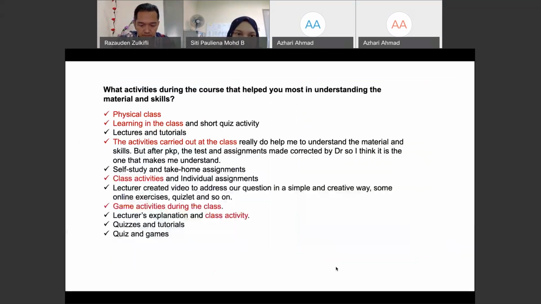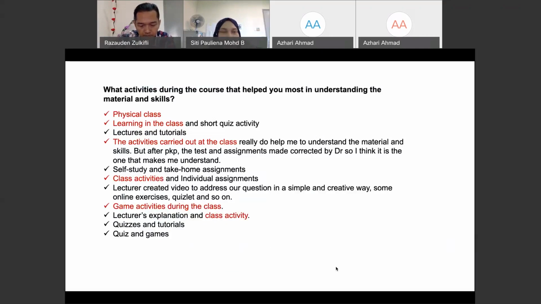Okay. Yang ni pula saya dapatkan feedback berdasarkan exit survey. Borang exit survey tu ada banyak soalan. Saya ambil satu soalan ni je. Saya nak tahu aktiviti yang membantu pelajar untuk faham kursus tu. So kebanyakan yang saya highlight merah tu, dia suka physical class. Yang ini memang daripada kelas gene terapi yang baru ni. So memang dia cakap dia suka physical class. Apa yang dia belajar dalam kelas tu lebih mudah faham.